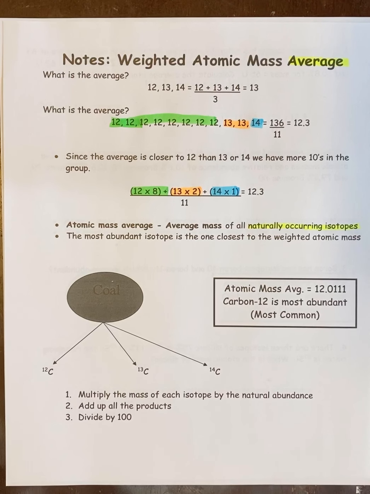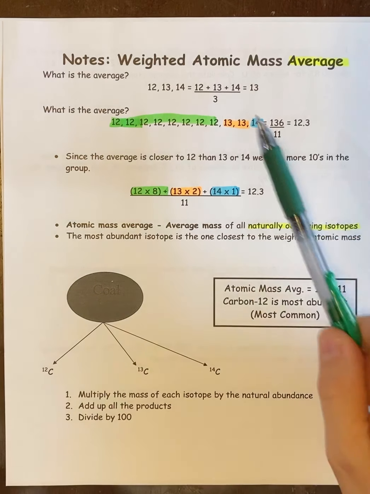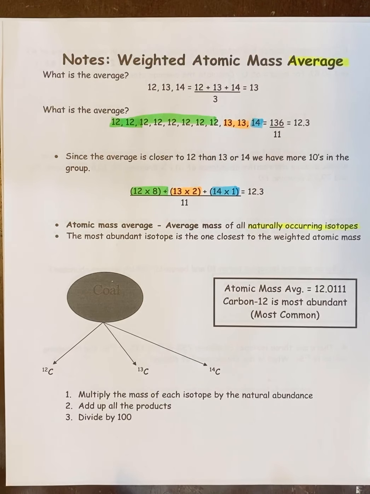Now, for Earth, what's naturally occurring might not be the same as the moon. And so the weighted average masses could theoretically change if we were talking about different planets. But how often do we get to go to a different planet? So we don't bother mentioning that too much. And we say the most abundant isotope is the one closest to the weighted average, which makes sense. If there were 3 scores you could have gotten on a test, 12, 13, and 14, and the class average is a 12.3, well, that means most people in the class got a 12, which means there'd be more 12s in the average than 13s or 14s.